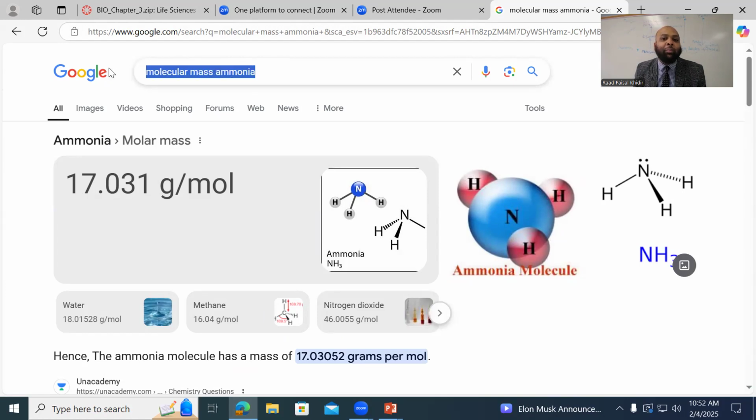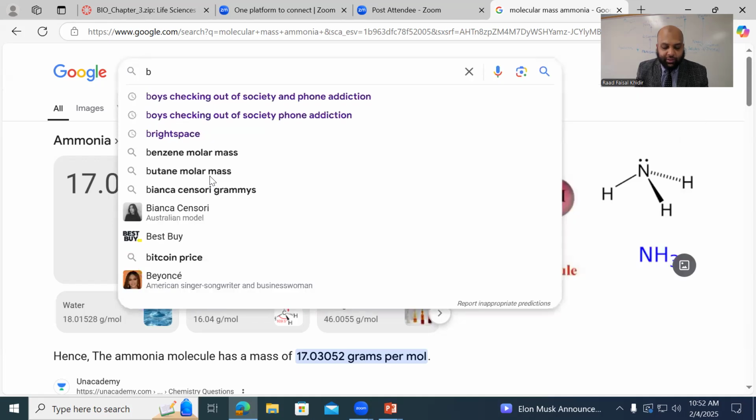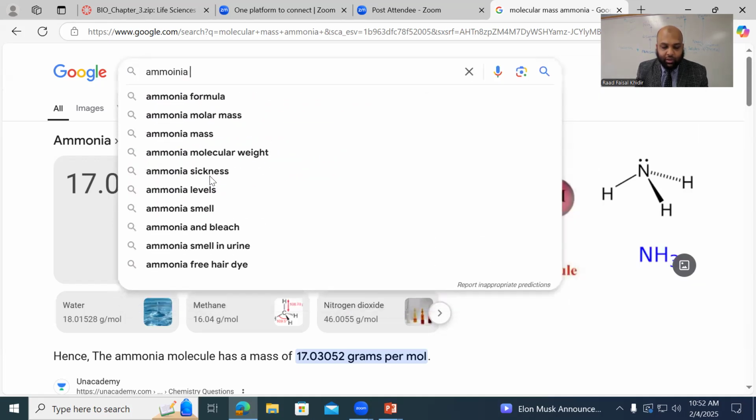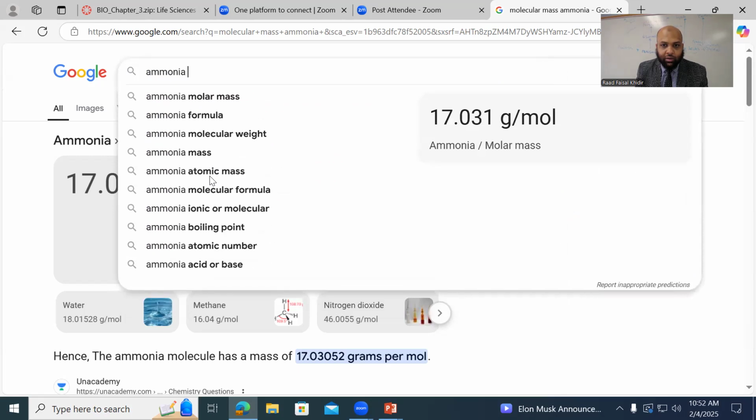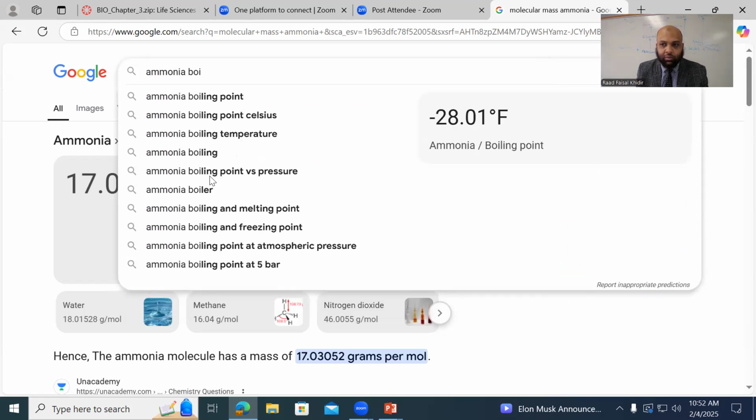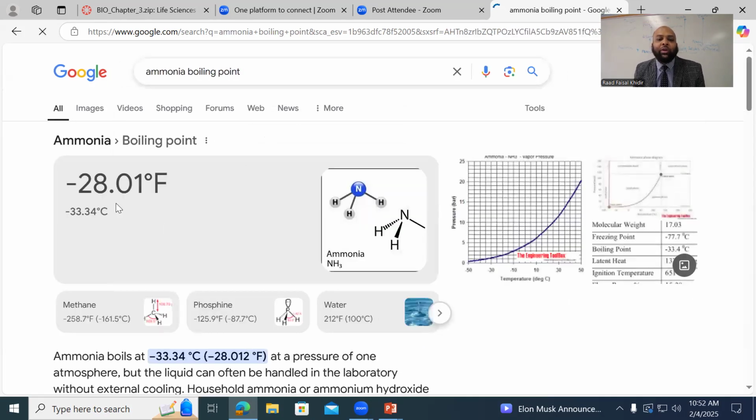Now let's look at the boiling point for ammonia. Please write that in Celsius. Please write negative 33 degrees Celsius. At that temperature, ammonia will evaporate, even at minus 33.